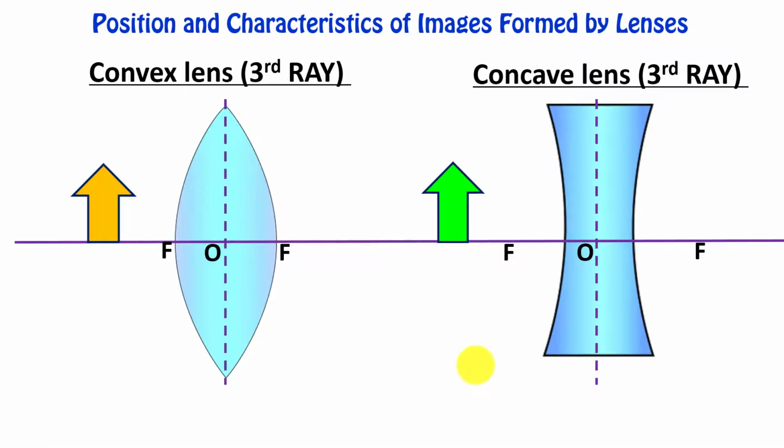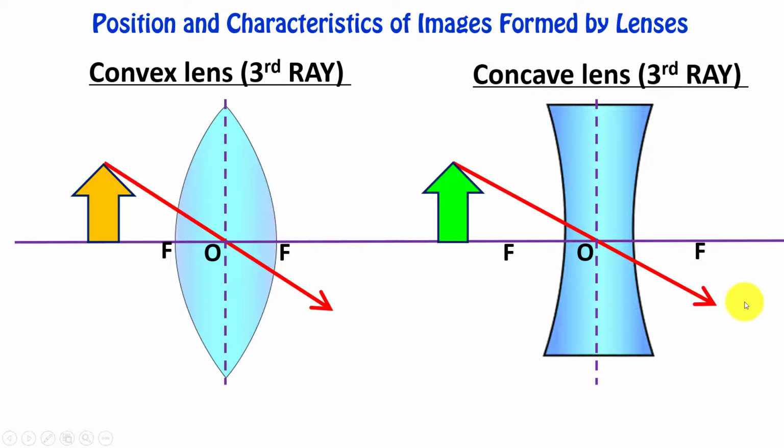Now we go to the third ray. The third ray is the easiest one because it has just one line. From the object, go straight to the center, then continue straight. For the concave, it's also the same. They go straight from the object to the optical center, then go down.